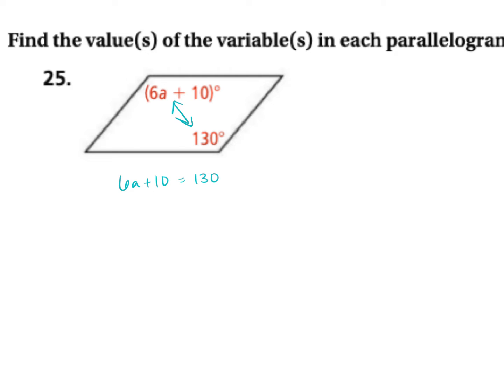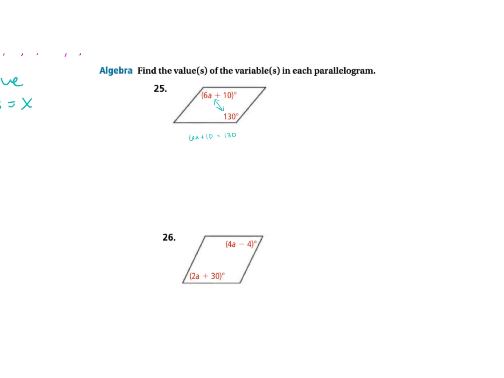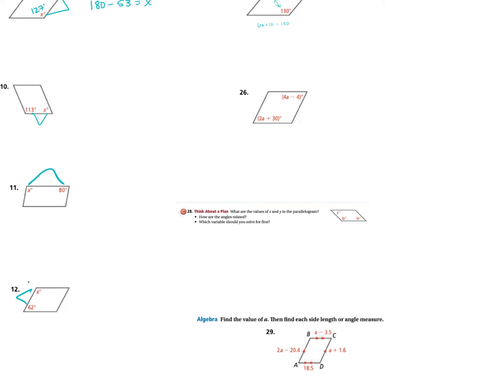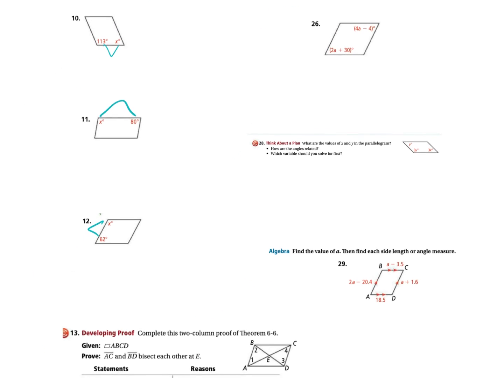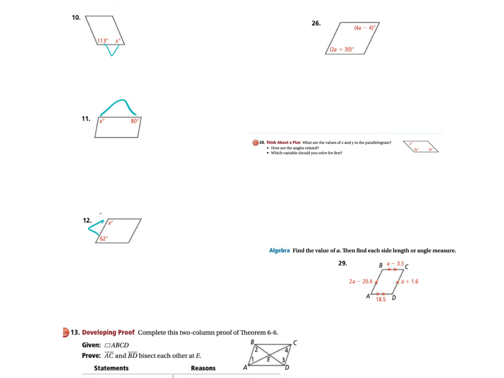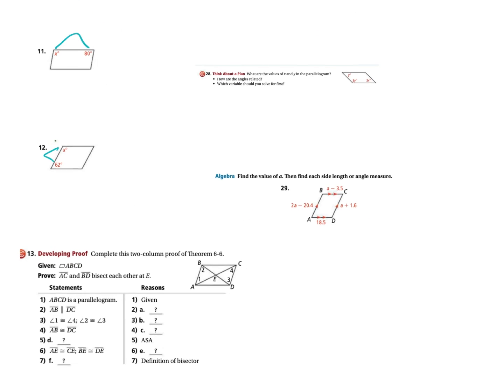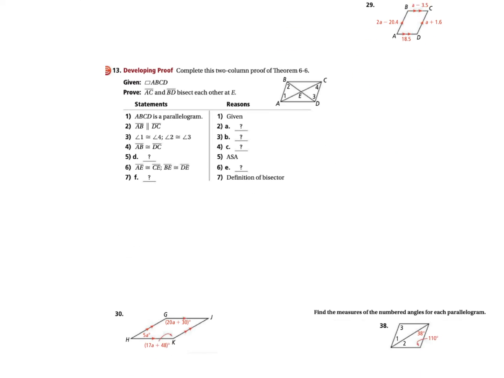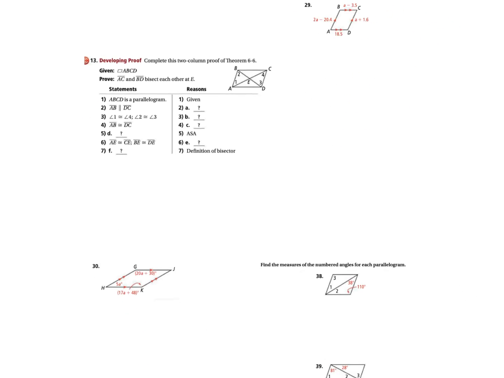Take away the 10, divide by 6. What do you get? 20, I think. So just make sure that's what you're doing with your angles. Consecutives should be supplementary, and the ones that are across from each other should be set equal. I'm not going to mess with the proof right now.